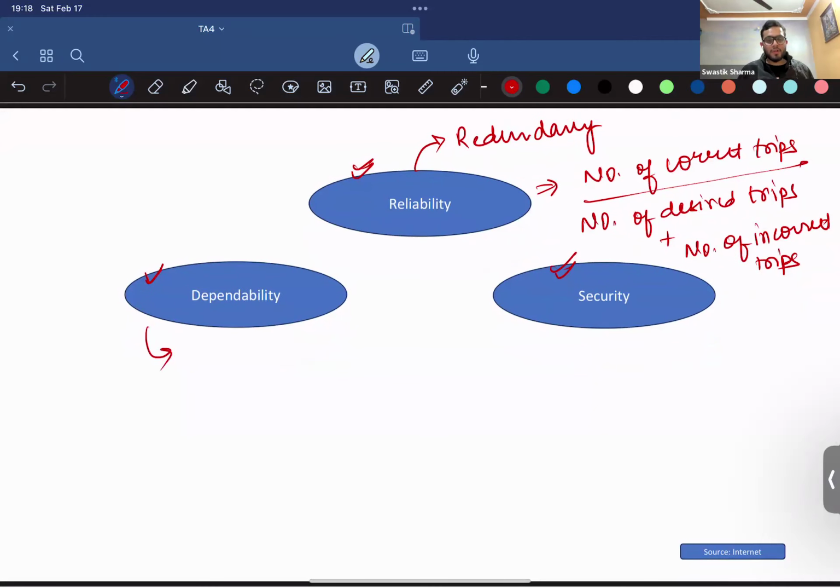Dependability is when you want it to trip when it is expected to. Let's say a fault occurs, you want it to trip, but it doesn't. So it's not dependable, right? To measure it, the dependability index is given by the number of correct trips upon the number of desired trips.